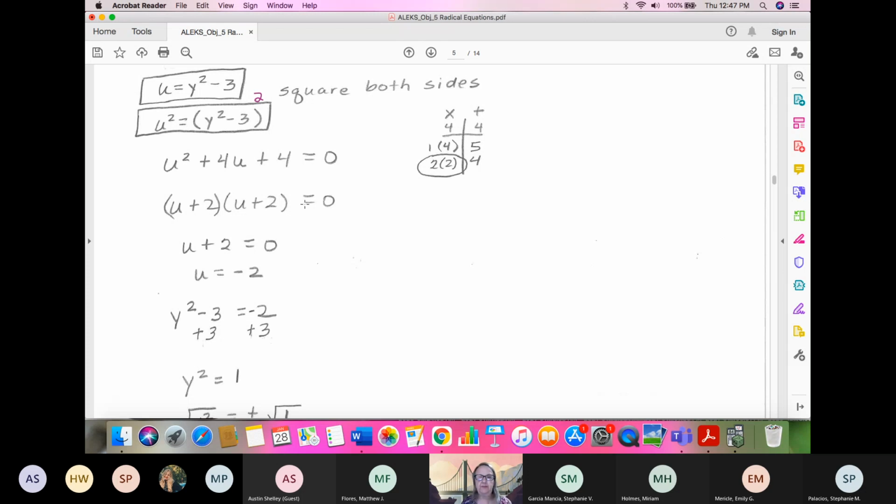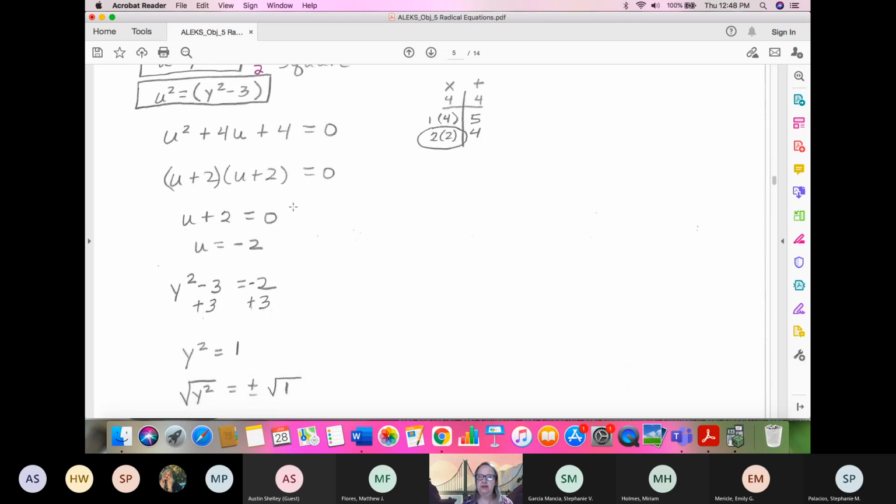We're going to continue solving. So we want to set each factor equal to 0, but our factors are exactly the same. They're both u plus 2. So in this case, we only have to set one of them equal to 0 because we're going to get the same answer for both. u plus 2 equals 0. We're going to subtract 2 from both sides. That will give us just u on this side and 0 minus 2 on this side, which is negative 2.